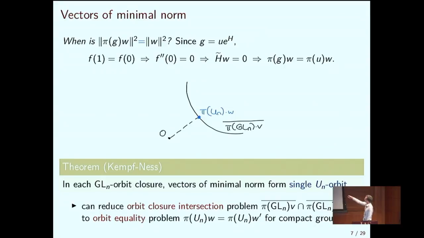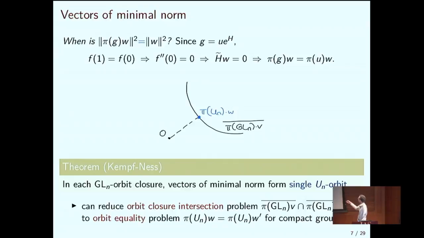So when do we have such equality? Well, remember G was u times e to the h. Okay, so let's keep this in our minds a little bit. So when do we have f of 1 equals f of 0? That was our little function that tracked the norm. Well, it's certainly necessary that the second derivative at 0 is 0, because otherwise, even infinitesimally, the norm would increase.